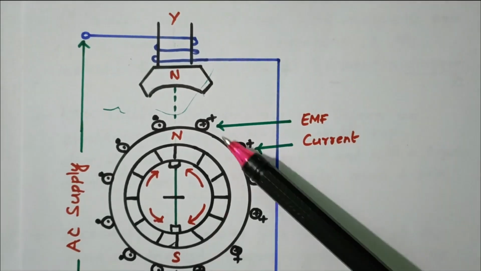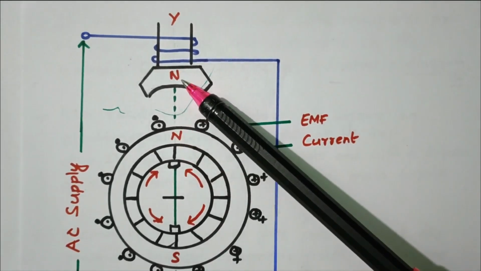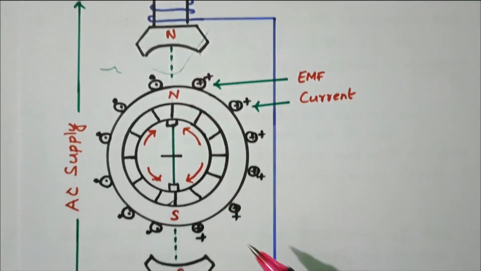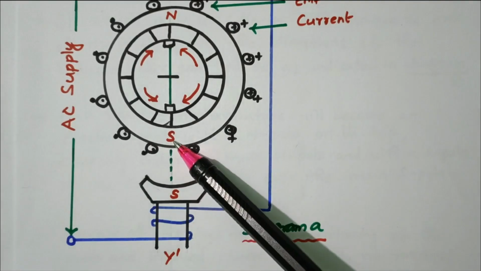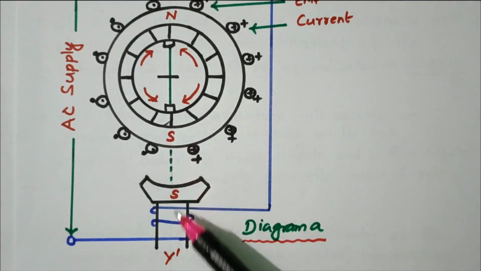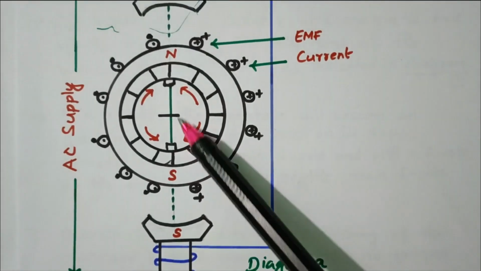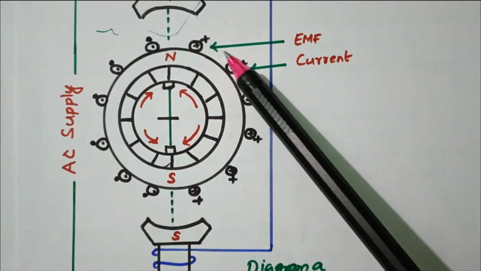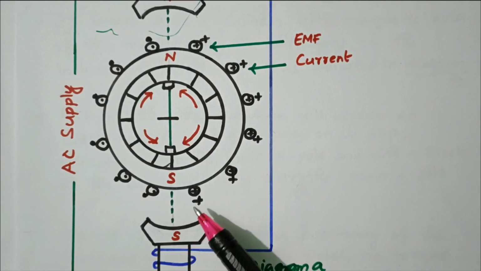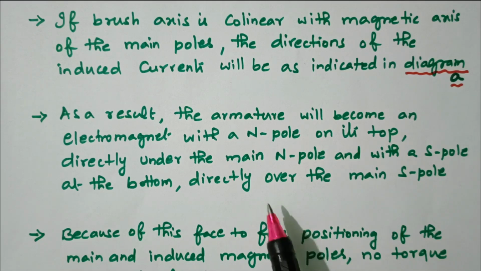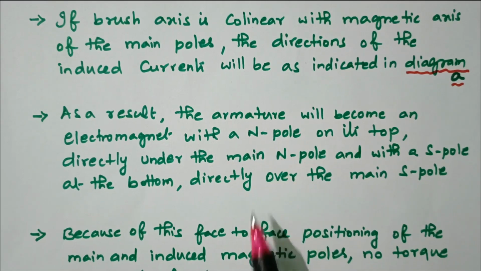So this is the main N pole, with the rotor N pole at the top, and the rotor S pole with the main S pole at the bottom. This is diagram A. The brushes align vertically, so current directions are clearly indicated in this position. Now we'll go to the next position. So the top N pole, bottom S pole.